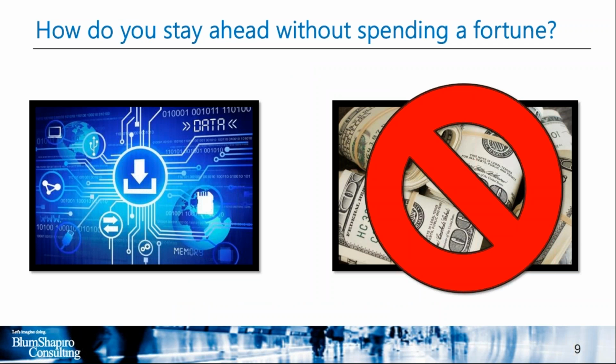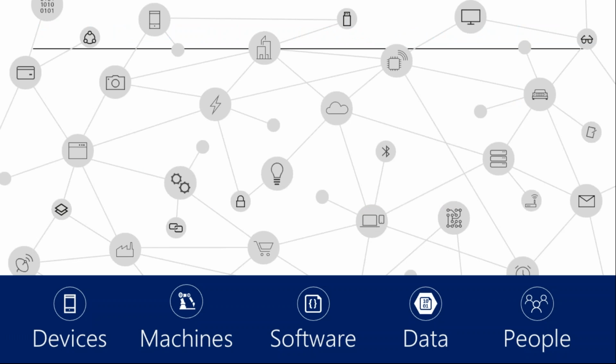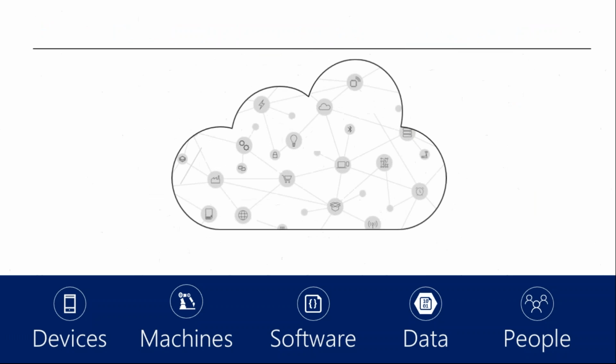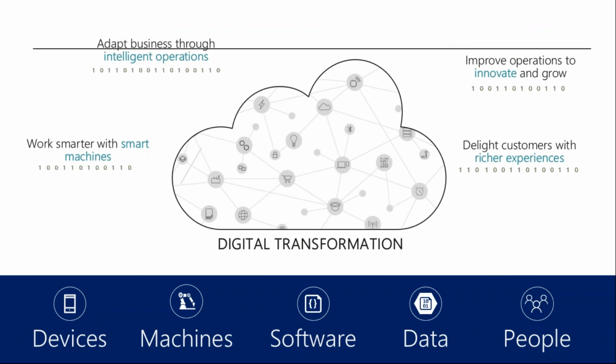So that sounds expensive, right? We're talking about advanced technologies, we're talking about cloud computing, artificial intelligence, predictive analytics, workflows, and big data. So how do you stay ahead of all that without spending a fortune? You use other people's infrastructure. You use the cloud. You connect things from different places in different parts of the world to get a competitive advantage without having to invest.